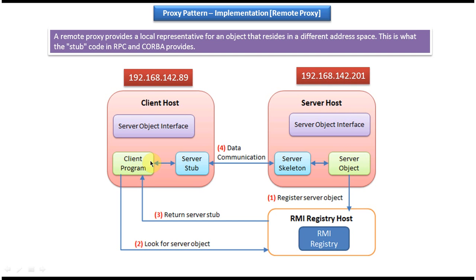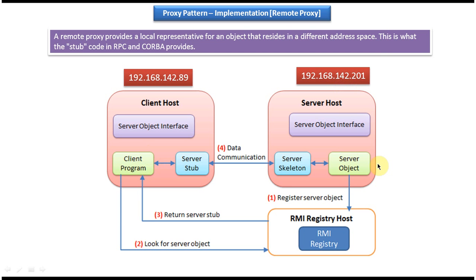Okay. So suppose this client program wants to access some method in the server object which resides in the remote machine. So how is it possible? It is not possible in the normal way, right? So what we can do is use the remote proxy pattern. RMI supports remote proxy. Okay, so we can see how we can do this.